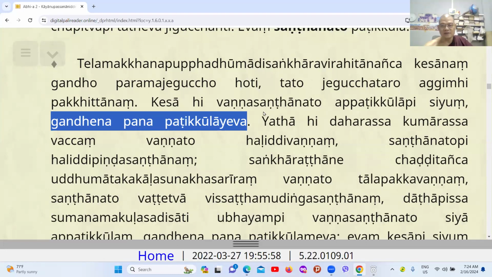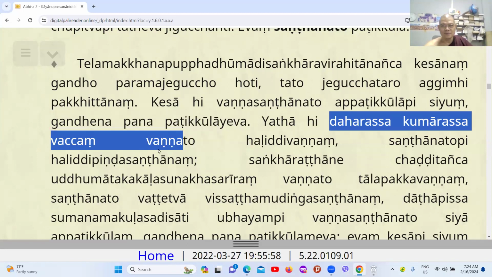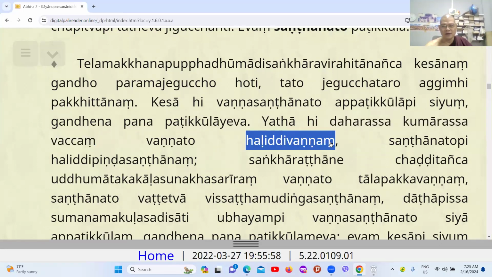Here, the example is given. The feces of a small baby. The color of the feces of the baby is yellow, just like a ginger color.